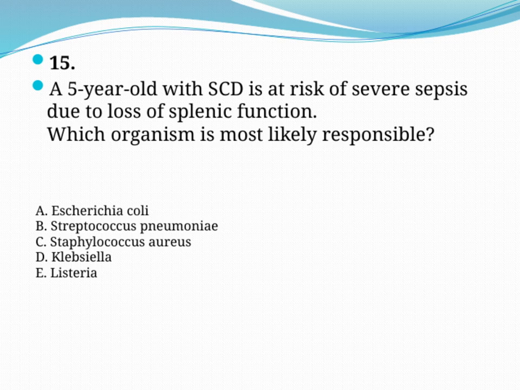Among the options listed: Escherichia coli, Streptococcus pneumoniae, Staphylococcus aureus, Klebsiella, and Listeria. Streptococcus pneumoniae stands out as the most common and dangerous pathogen responsible for severe infections in patients with asplenia or splenic dysfunction. This highlights the importance of vaccinations and prophylactic measures in children with sickle cell disease to prevent infections by such encapsulated bacteria. Recognizing these risks helps us in early intervention and tailored care for these vulnerable patients.